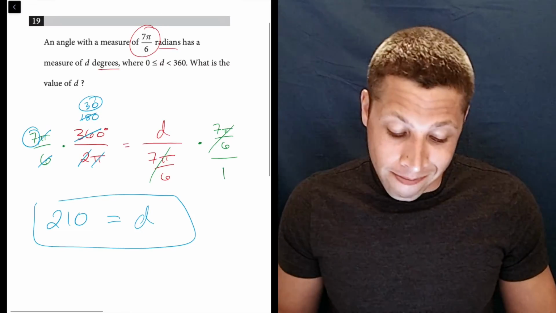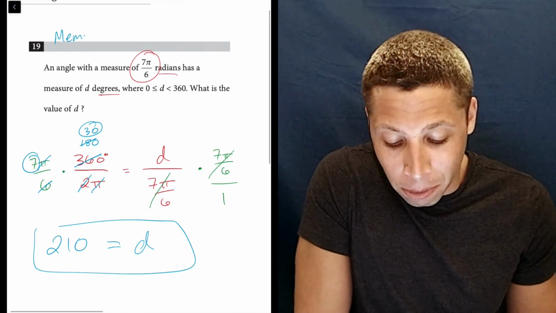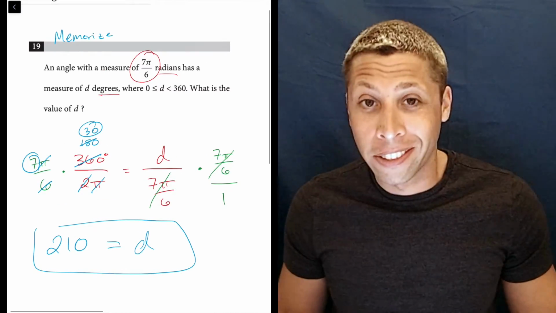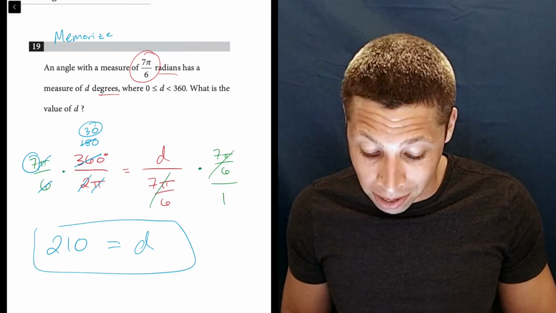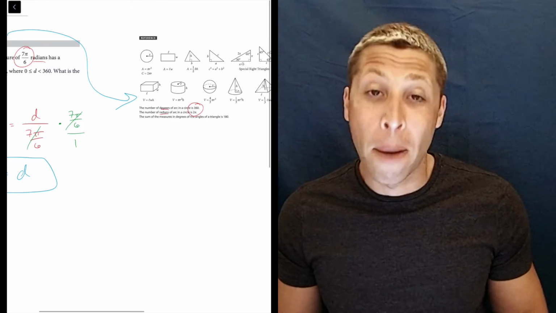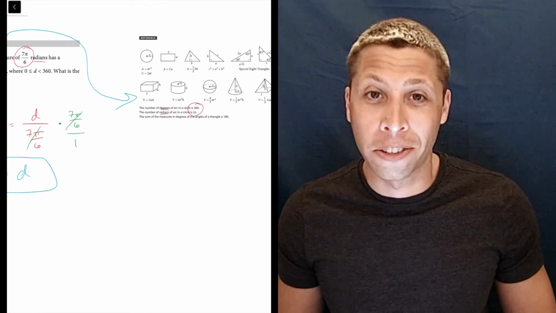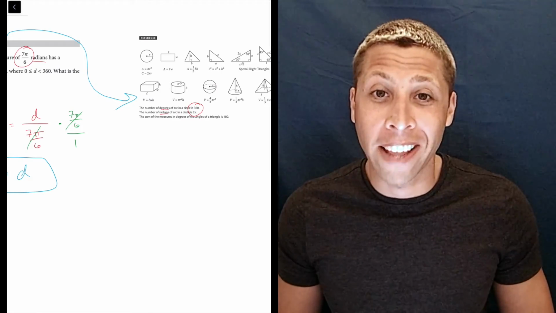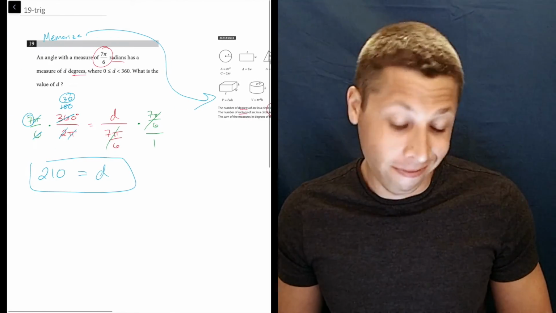So I'm going to put the strategy here as memorize formulas, but really the thing you should be memorizing is that they tell you in the reference chart how many radians are in a circle and how many degrees are in a circle, and you just need to memorize that the reference chart is there and go back to it when you need it.